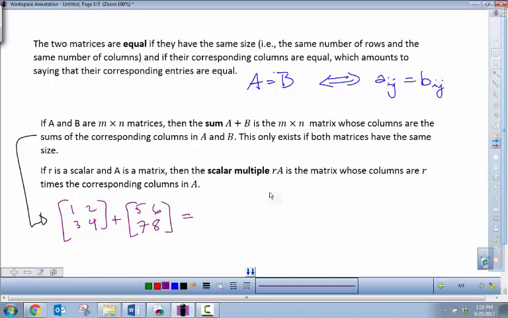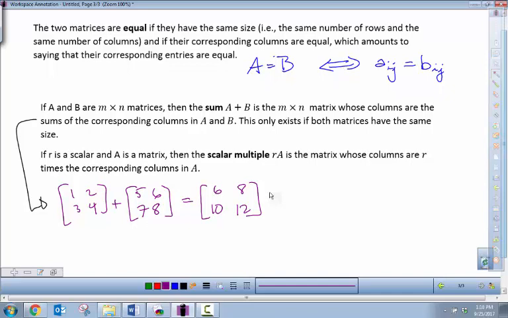So the addition of matrices is you simply add the components. 6, 8, hope I'm doing this correctly, 12. Okay, did I do that right? 1 plus 5, and then 2 plus 6, 3 plus 7, and 4 plus 8. Always worried with a little math.